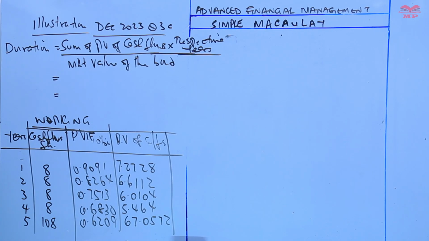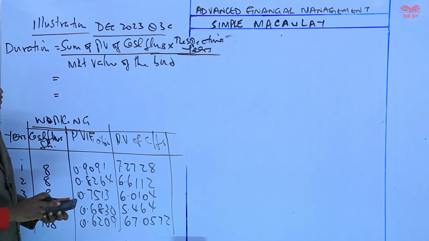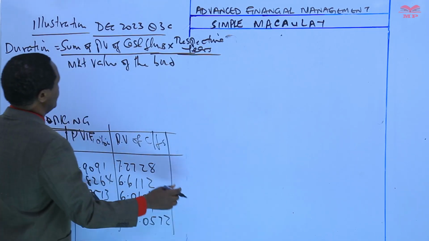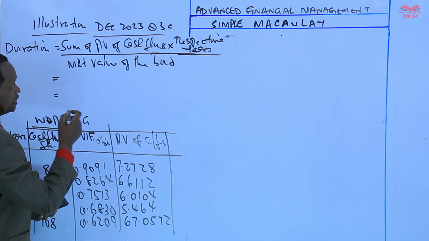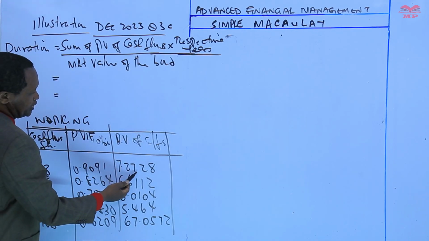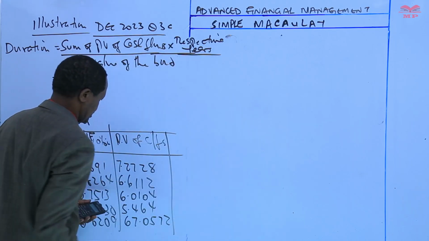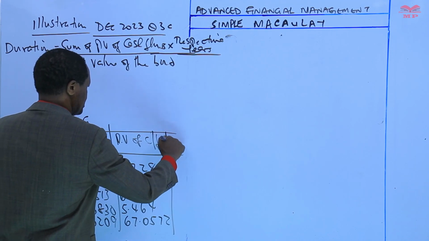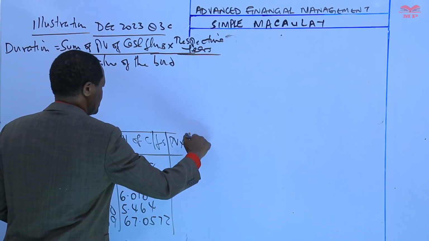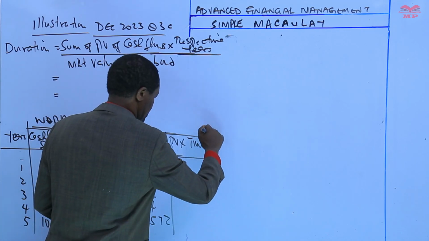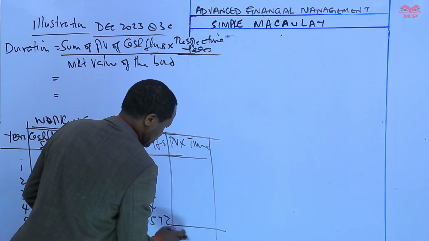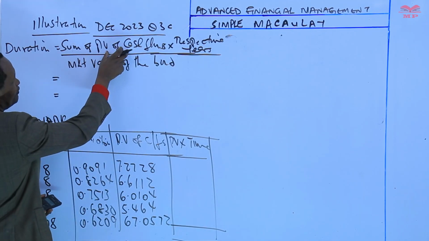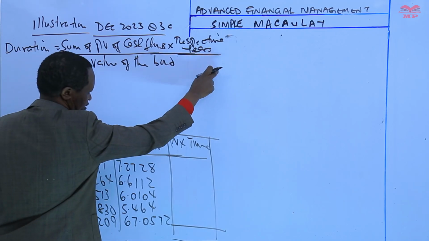The sum, we multiply by the time. Remember, we have the respective years. Before we get the summation, we have to get the product of the present value of the cash flows and the respective years. So we get this present value times time. We have another column before we get the sum. This sum here is what we are looking for: the sum of present value of cash flows times respective years, the time.